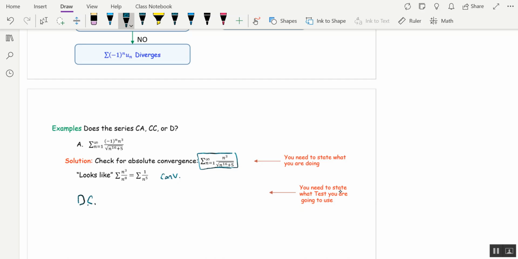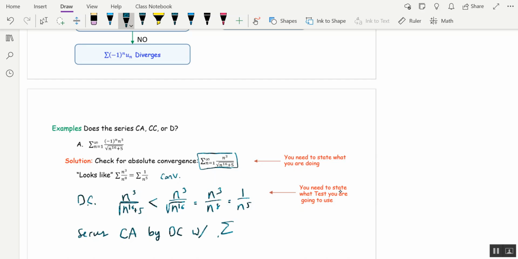Now, remember how direct comparison works. You leave off the summation sign and you take the terms, so n cubed over the square root of n to the 16 plus 5. I want to show the series converges, so my inequalities need to go like this. I can drop the plus 5 downstairs: n cubed over the square root of n to the 16. Now, the square root of n to the 16 is n to the 8. So this is n cubed over n to the 8, which finally is 1 over n to the 5th. And that does it. So the series converges absolutely by direct comparison with, now I put my summation back on, the sum n equals 1 to infinity of 1 over n to the 5th.